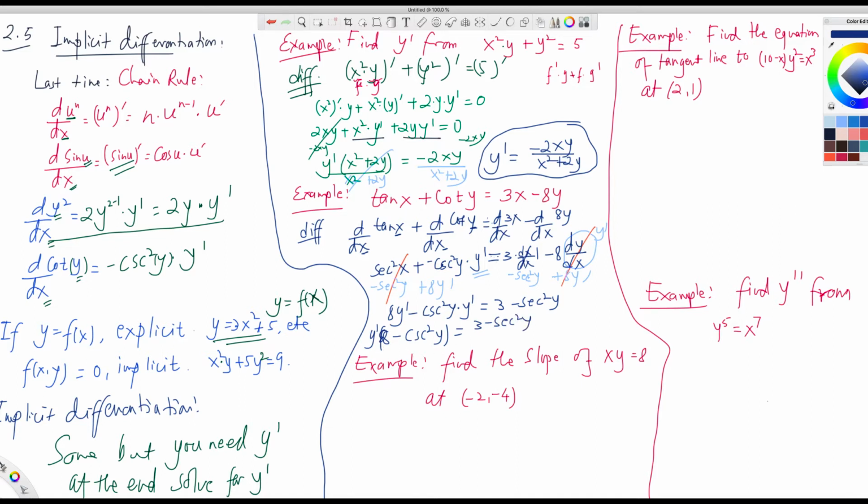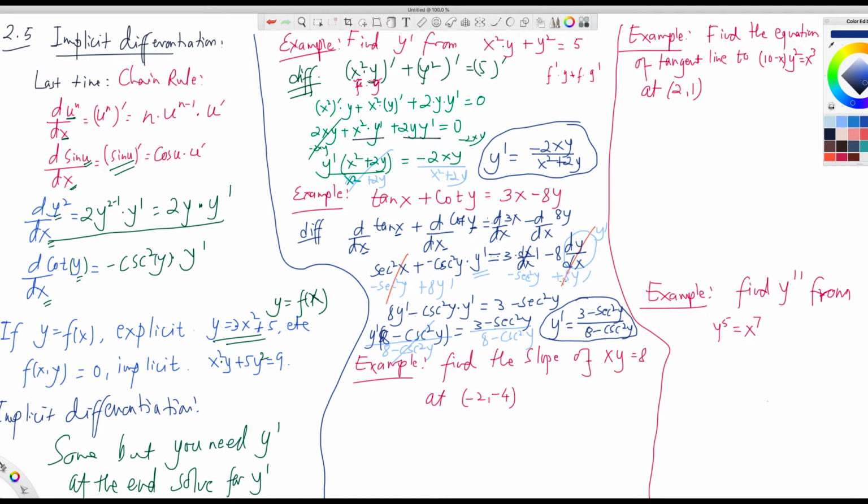So next we divide by that, because your goal is to solve for y prime, right? Divide by 8 minus cosecant square y. So what is the final answer then? The final answer is y prime equals 3 minus secant square y divided by 8 minus cosecant square y. That is the final answer.